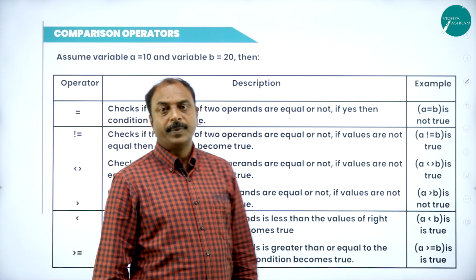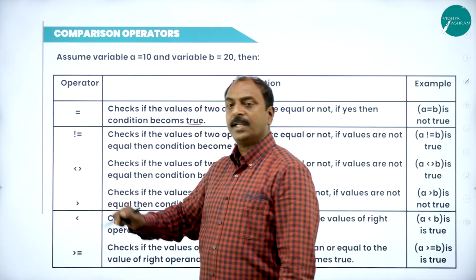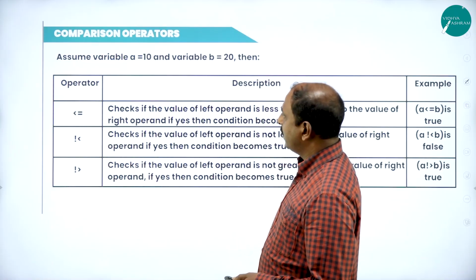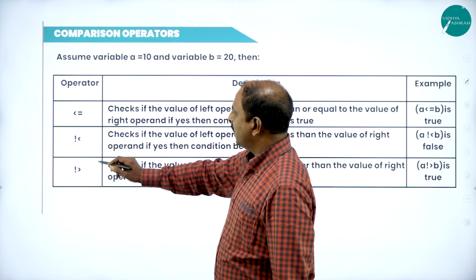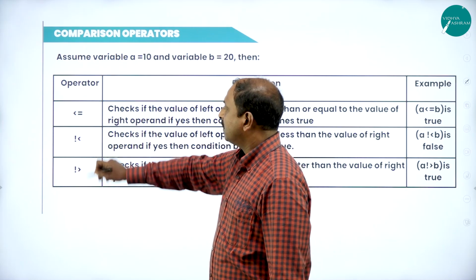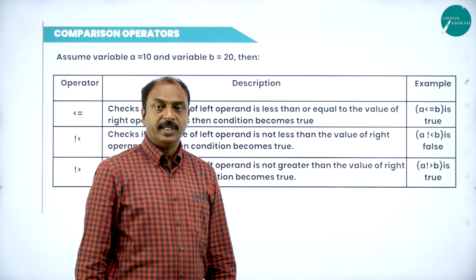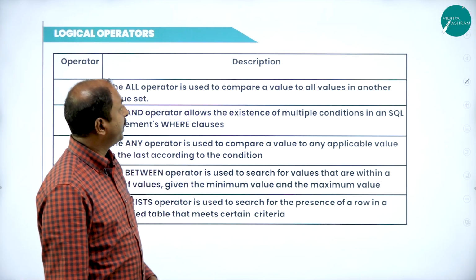So we have different comparison operators. Apart from this, there are less than, greater than or equals, less than or equals, not less than, as well as not greater than. See, these are all the different comparison operators of SQL. Now let us move on to the next slide.